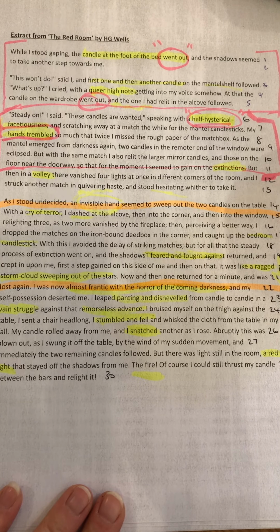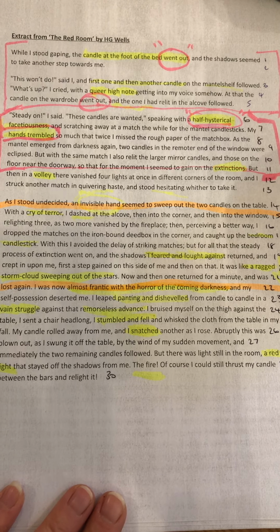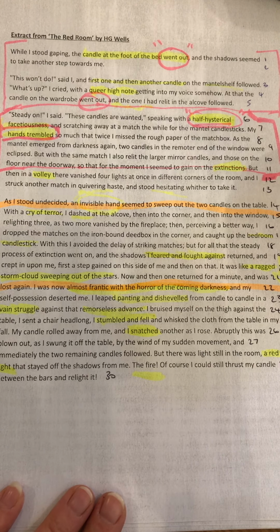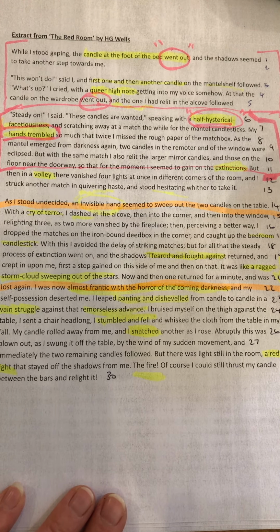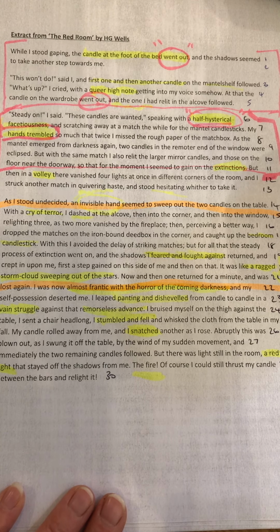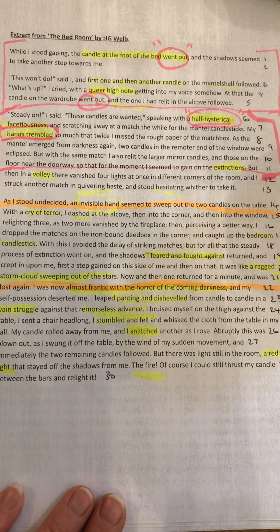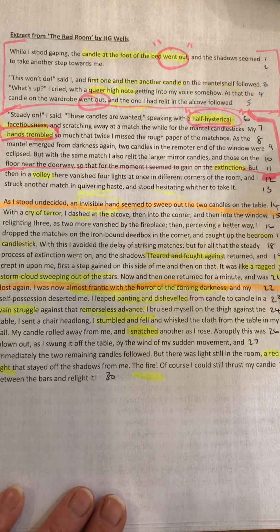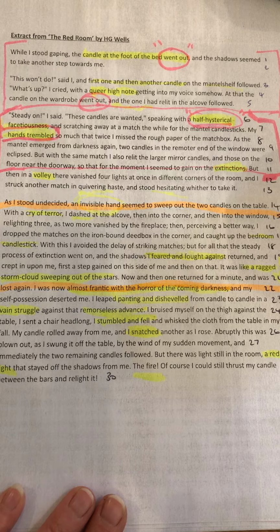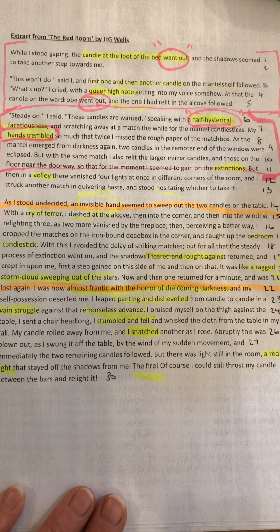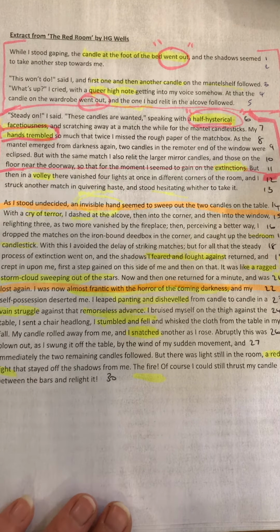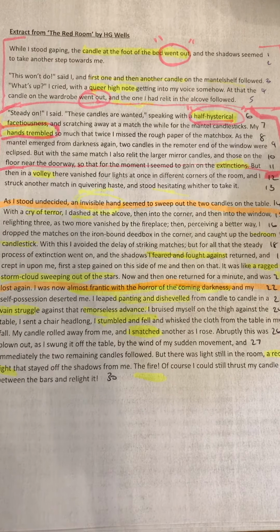Okay, so we're just going to recap that little bit. It says, "With a cry of terror, I dashed at the alcove, then into the corner, and then into the window, relighting 3, as 2 more vanished by the fireplace. Then, perceiving a better way, I dropped the matches on the iron-bound deed box in the corner and caught up the bedroom candlestick. With this, I avoided the delay of striking matches, but for all that the steady process of extinction went on, and the shadows I feared and fought against returned and crept in upon me. First a step gained on this side of me, and then on that. It was like a ragged storm cloud sweeping out of the stars." Okay, so that's the little bit of text we're looking at.